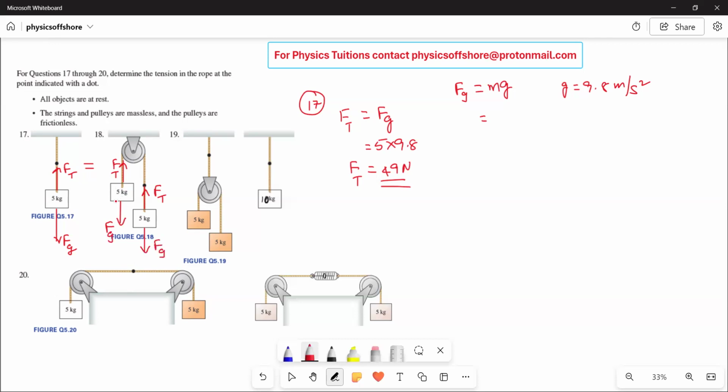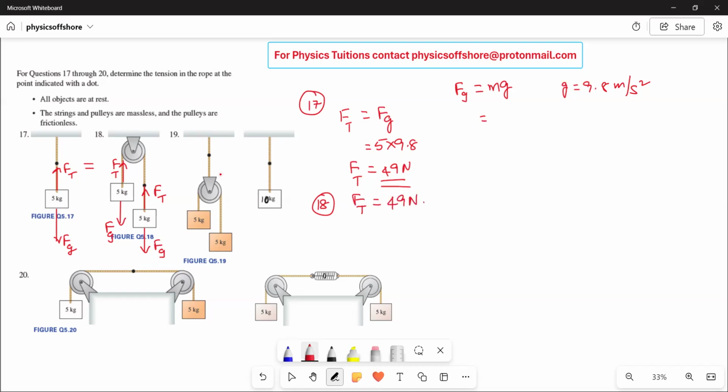What is happening here? Both the blocks are of the same mass, am I right? And the system is in static equilibrium. Therefore, Ft is equal to Fg, no? Whether you take the left side or the right side, whichever way you take, he is asking about this point, and at this point Ft is equal to Fg. So the same answer as question number 17. Question 18 also has the same answer: Ft is equal to 49 newtons.